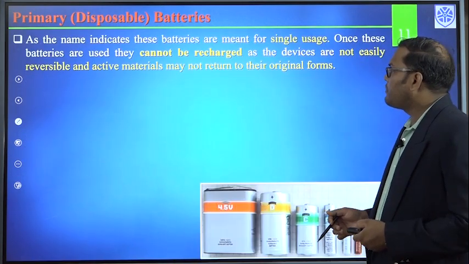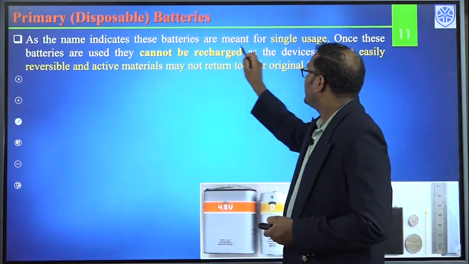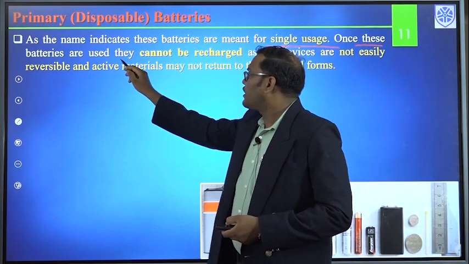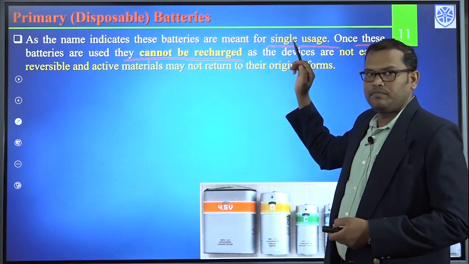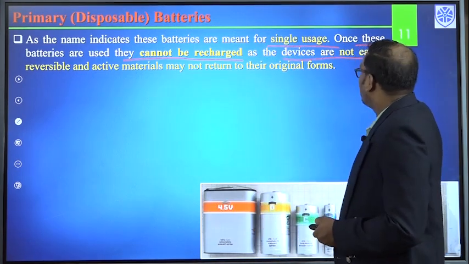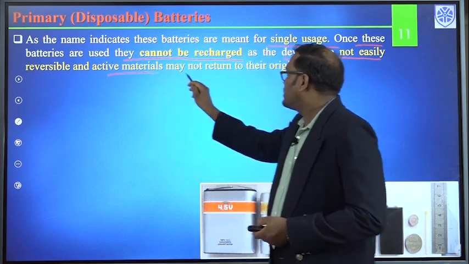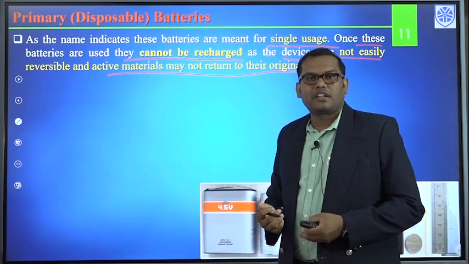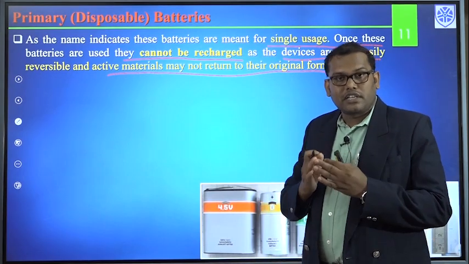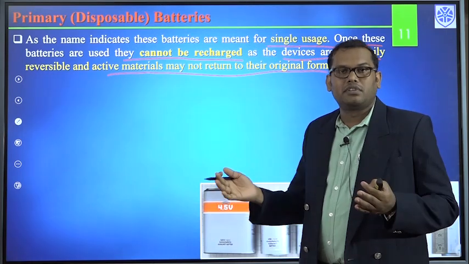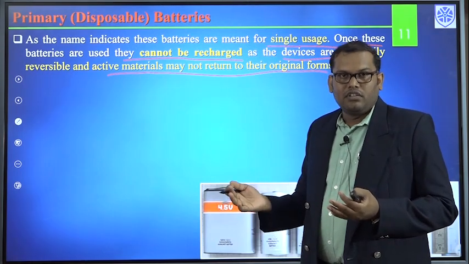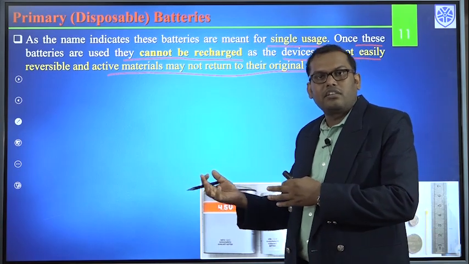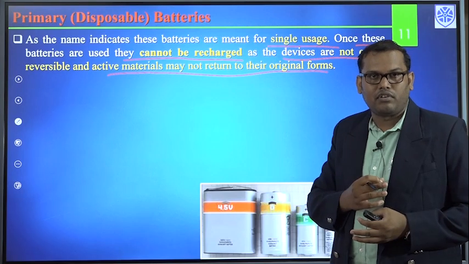So, let us see what a primary battery actually is. Primary batteries are meant for single use, and once these batteries are used, they cannot be recharged. As the devices are not easily reversible, the active materials may not return to their original form. That means the materials you use in the primary batteries, and the reactions involved in the battery, are irreversible in nature. So, if you want to recharge them, the final form will not come back to the original, initial form.